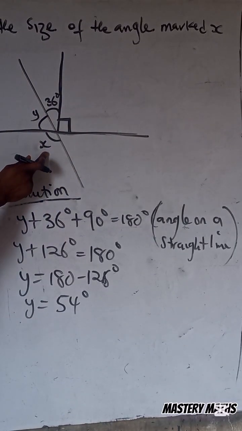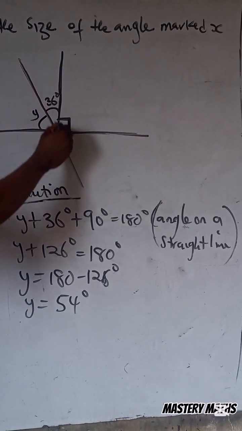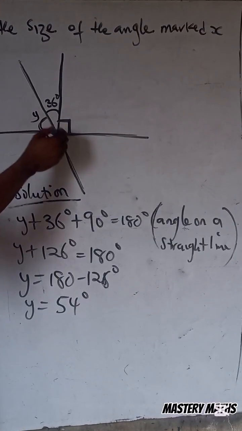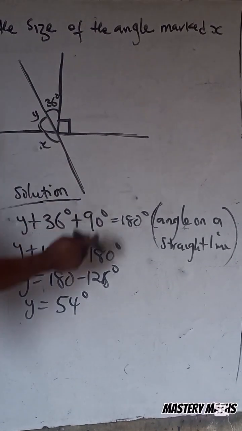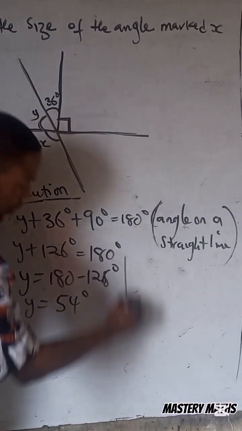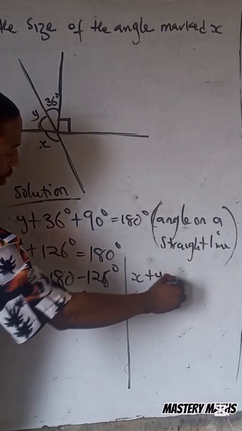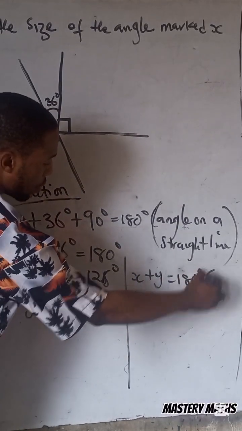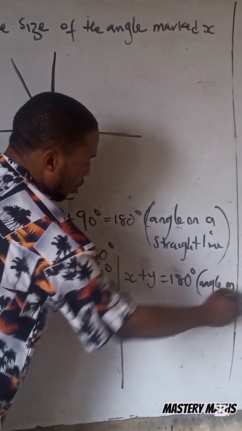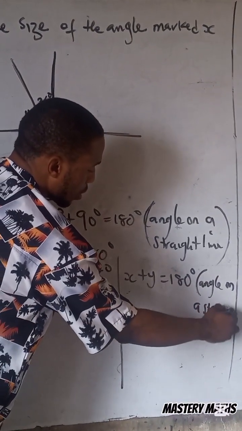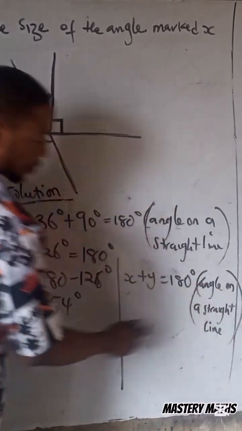Now, in order to get X, we use angle on a straight line. Look at it, there's another angle on a straight line here. So we use this like this. To solve for it, I'll solve it this way. So it will now be X plus Y equal to 180 degrees. The same angle on a straight line.